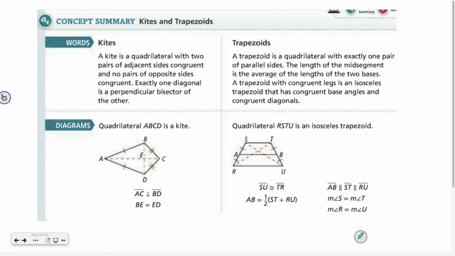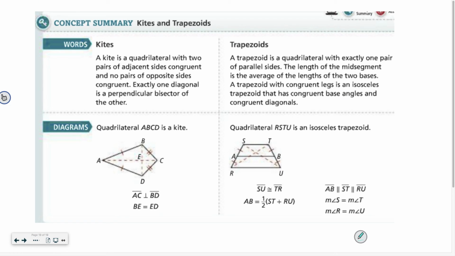And here's the last slide with the concept summary, telling you a little bit about kites and trapezoids. So if you have any questions at all, please do not hesitate to ask, and I'd be more than happy to help you. Have a great day.